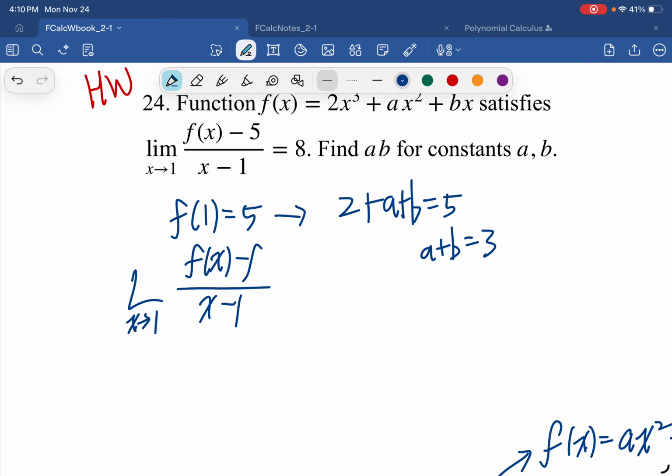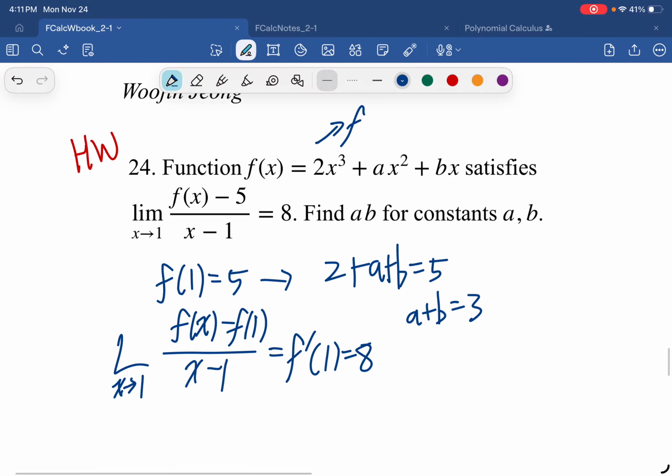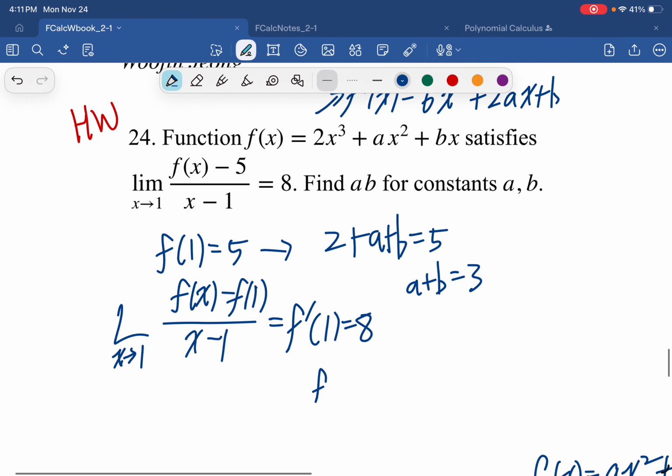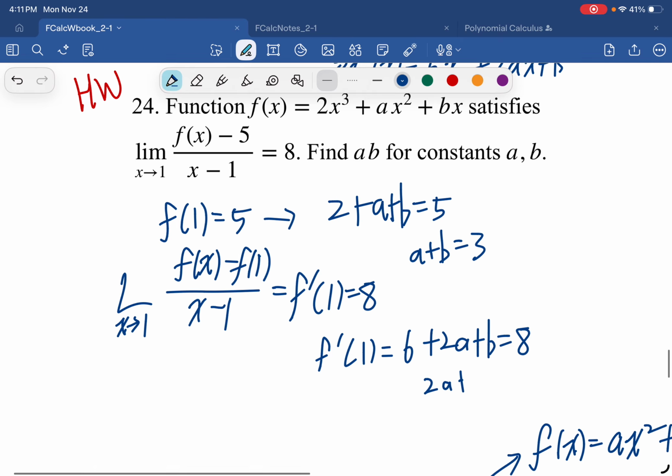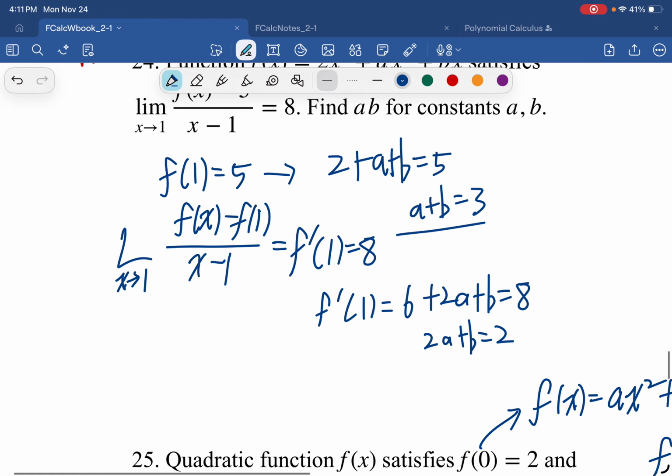And then we can substitute this for f of 1, so we can clearly see that this is the definition of f prime of 1 has to equal 8. Now taking f prime of x will be 6x cubed plus 2ax plus b, and f prime of 1 will be 6 plus 2a plus b, which has to equal 8. So 2a plus b equals 2. Now we've got these two equations to solve for a and b.